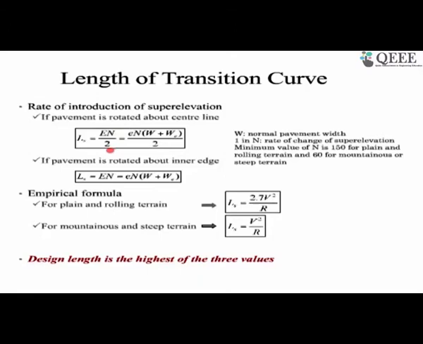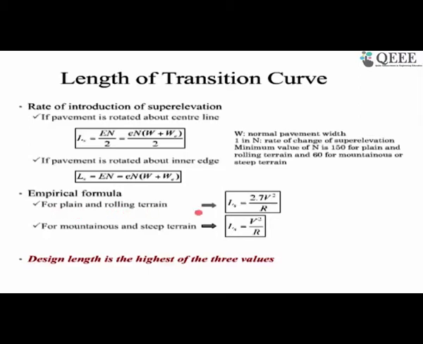So it is E times N by 2. N is the rate, and E is the super elevation which you need to provide. And this super elevation is nothing but E, the super elevation rate, times the pavement width plus the extra widening in that pavement. So together you can get it. Now if it is happening based on the edge side, in that case it's happening on one side only, and then it is not divided by 2. This is the formula, and this is the way you can find it.